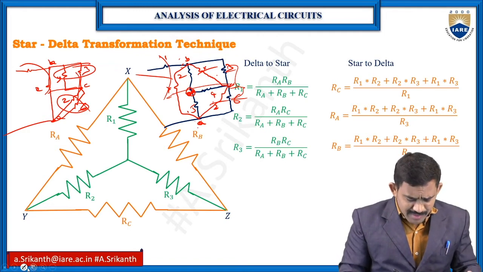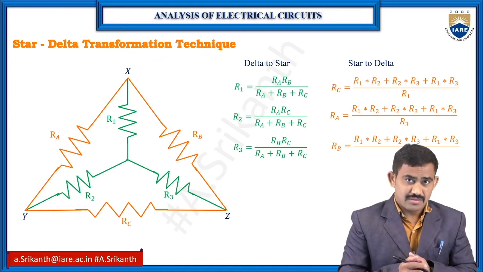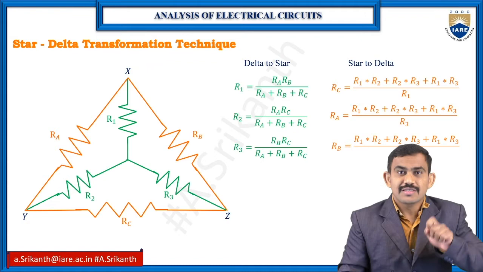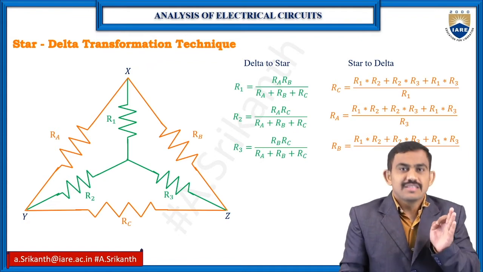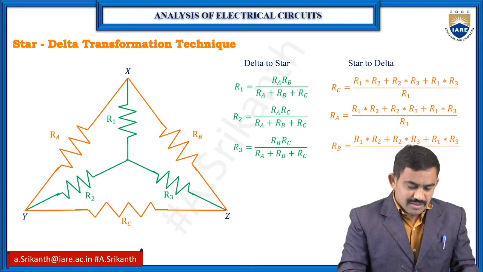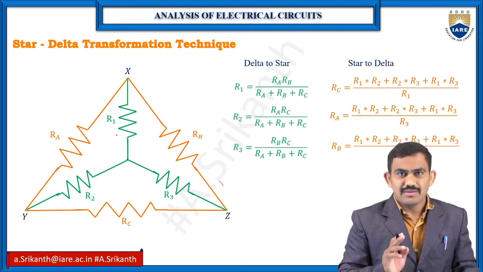Okay, coming to formulas. If you know the logic, but for that I require the formulas also. If you don't know the formula, we can't get the answer. There is also some logic to remember those star to delta, delta to star formulas. Coming to our circuit, the orange line is delta and the green line is your star.